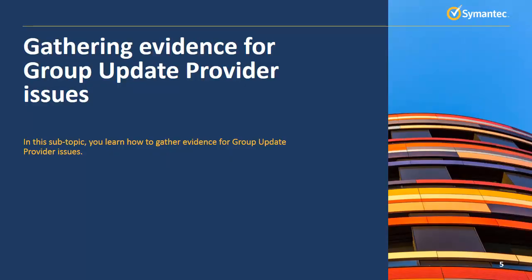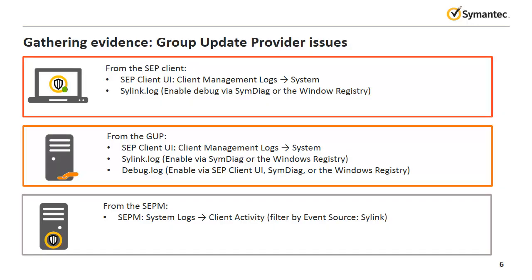Let's apply the troubleshooting methodology for resolving group update provider issues. During the gather evidence phase, you gather logs. You can review group update provider activity from the SEP client, GUP, and the SEPM. From the SEP client, review the system logs to see content update activity to the GUP. You can also enable side-link logging via Symdiag or the Windows registry. Side-link logging records communication between the SEP client, SEPM, and GUP.